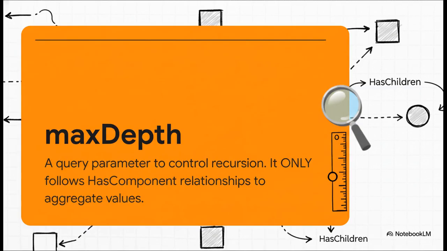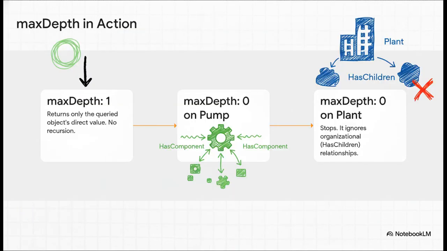This is where that distinction becomes absolutely critical. When you query for values, you can use a parameter called max depth. And here's the rule. Max depth only follows has component edges. It completely ignores those organizational has-children relationships. Let's see this in action. A query with max depth set to 1 just returns the pump's direct value. Simple enough. But if we set max depth to 0 for full recursion, it follows all those green has component edges and gathers up all the nested values.